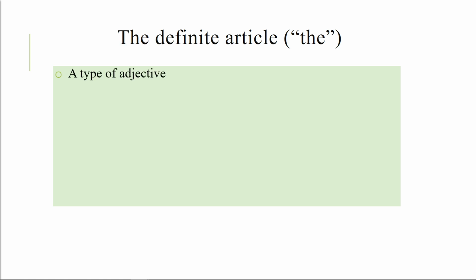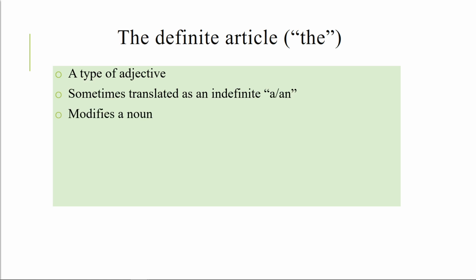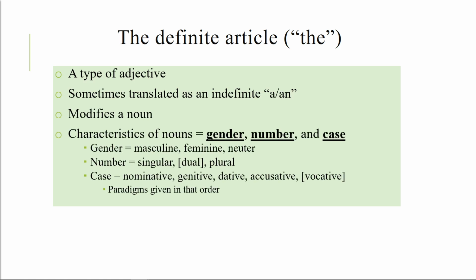Now remember, it acts as a type of adjective. It can be translated as a or an rather than the, and sometimes it's not translated at all. It can be used to mark a certain kind of modifier. Something that modifies is something that describes. So it modifies a noun itself with the word the, just like the word red or the word big, and it matches the noun that it's modifying in gender, number, and case.